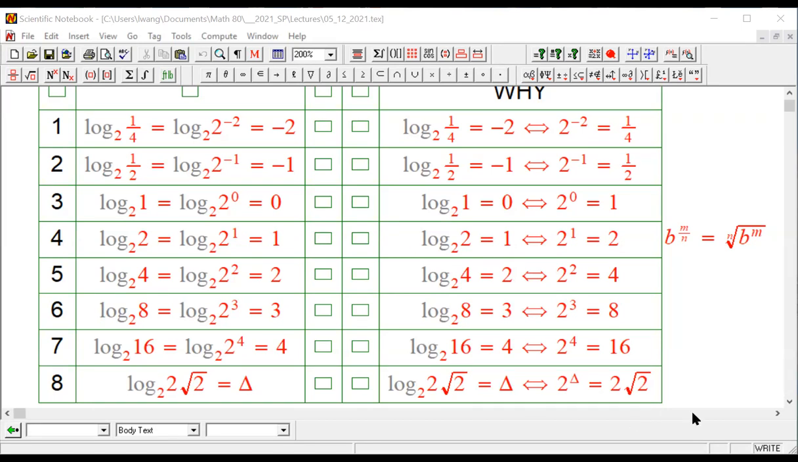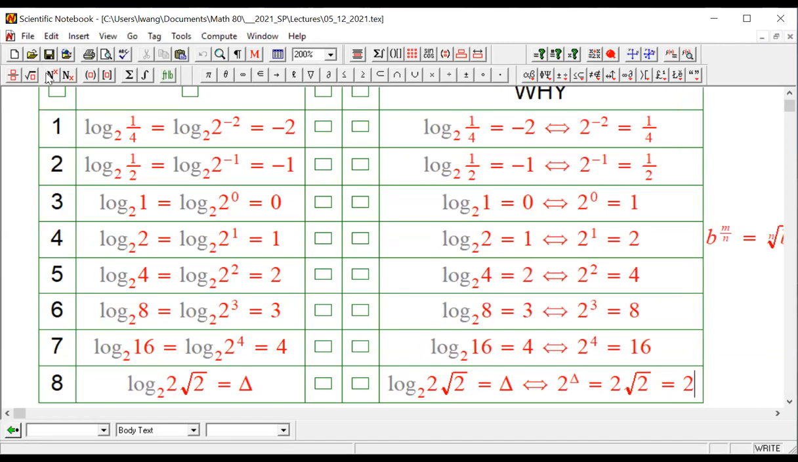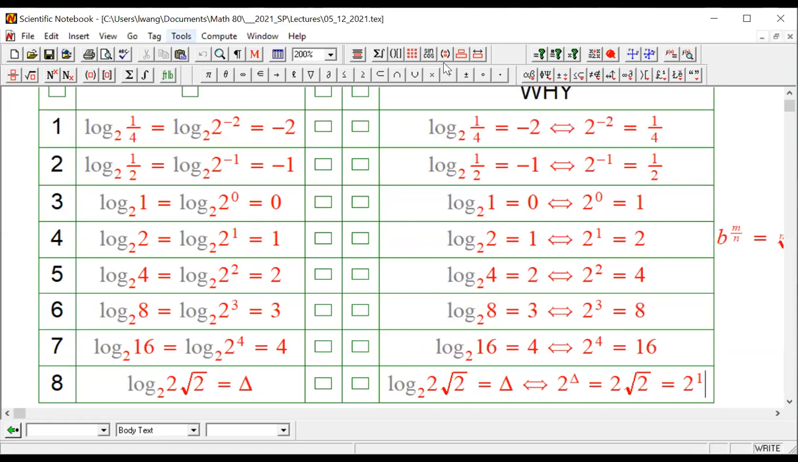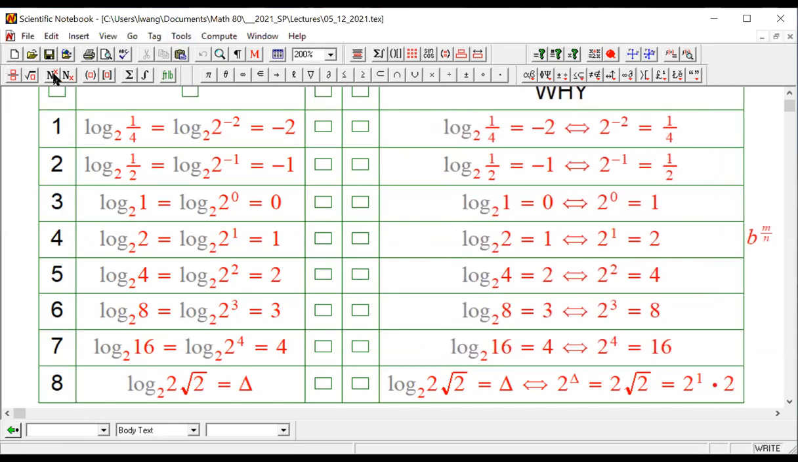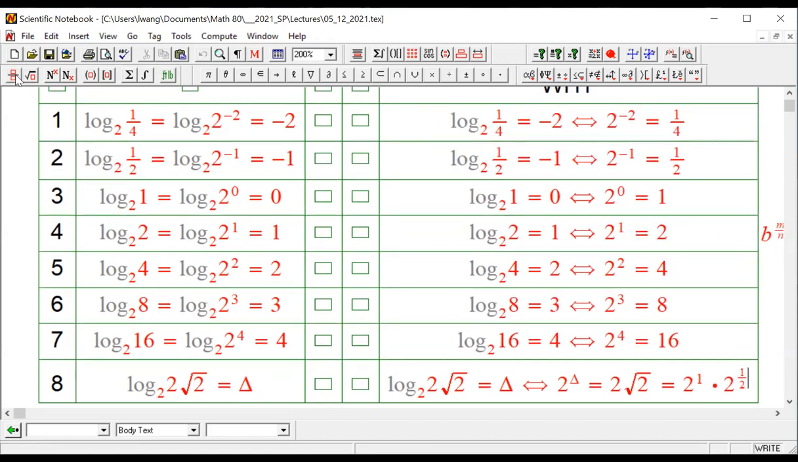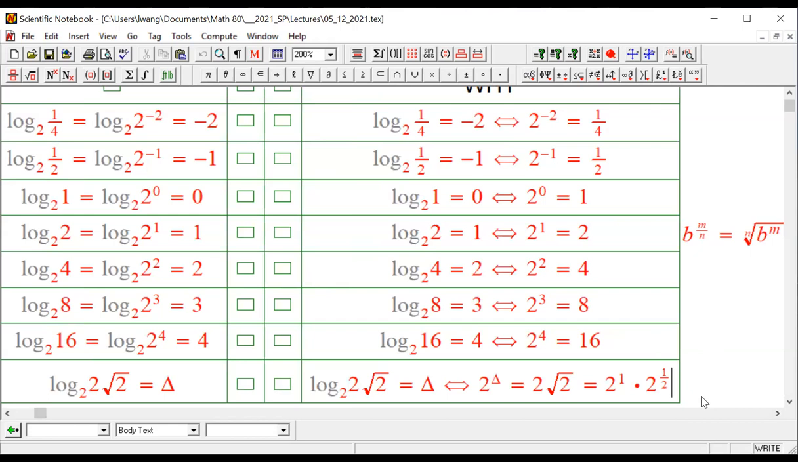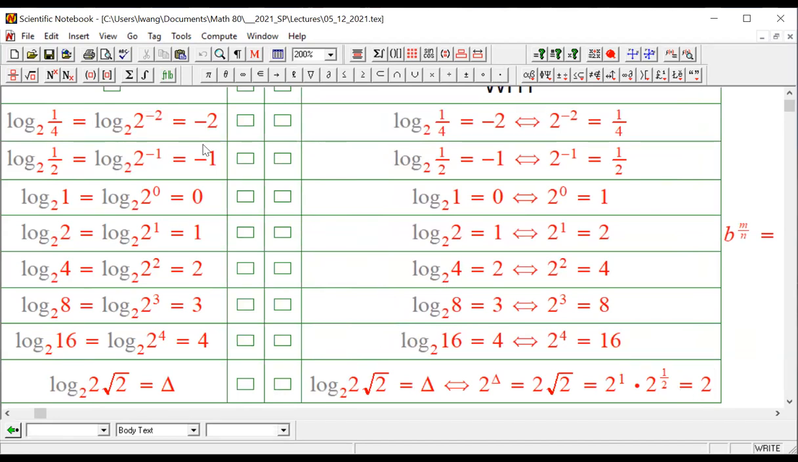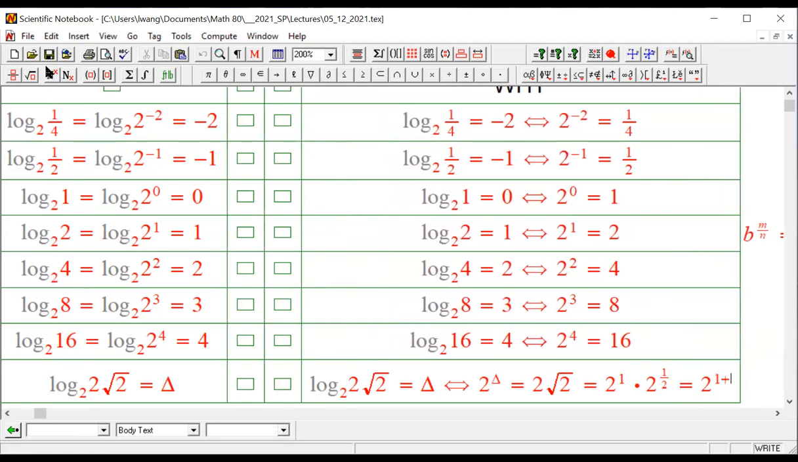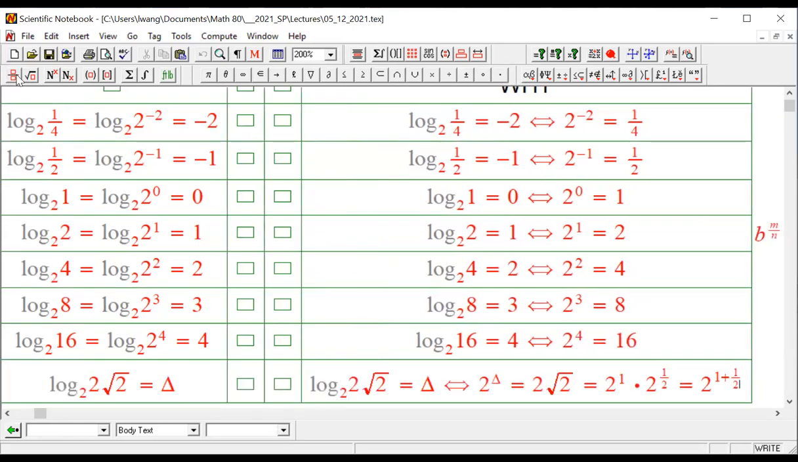Okay, let me give you some hint. Work on this part, because you have a 2 to the power of 1 and you have a multiply. Square root of 2 is 2 raised to the power of 1/2, right? So you have to think of b to the power m multiplied by b raised to the power of n. And then you're getting 2 raised to the power of 1 plus 1/2. That should give us some clue.